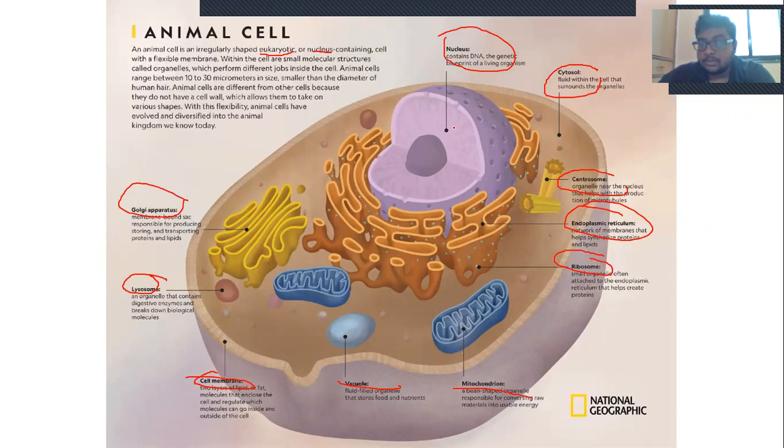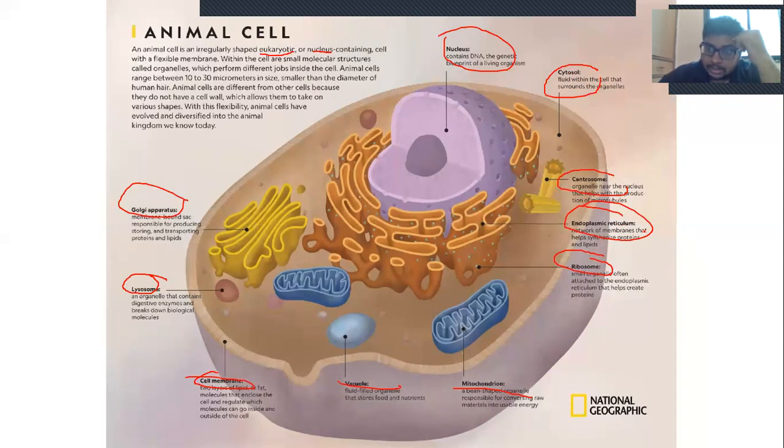First is the nucleus. The nucleus contains the DNA. Okay, DNA, or the blueprint of the living organism. Then there is the cytosol, a fluid within the cell that surrounds the organelles. You can also call it cytoplasm. Okay, cytosol and cytoplasm are the same. The third is the centrosome. The centrosome is an organelle that helps with the production of microtubules. Those are advanced topics.